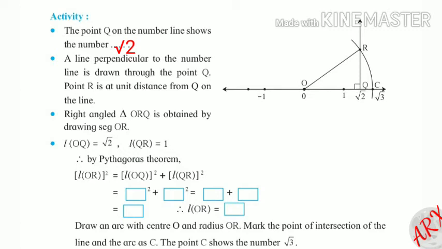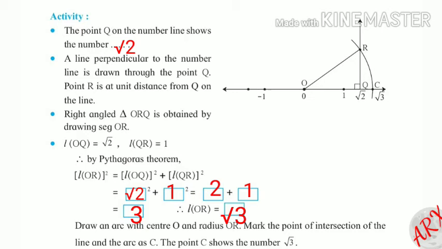So now we will put the values. Length OQ square is root 2 square and length QR square is 1 square. Root 2 square is 2, plus 1 square is 1. Hence 2 plus 1 equals 3. Now take square root on both sides. Length OR equals root 3.